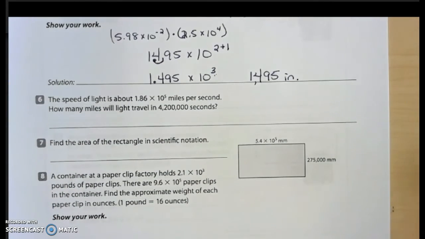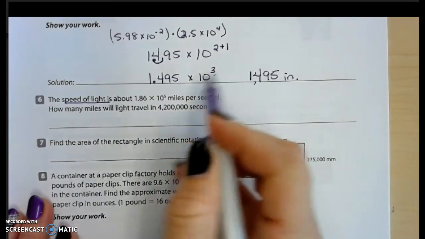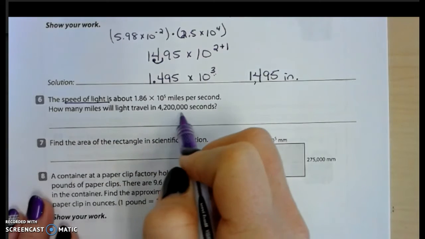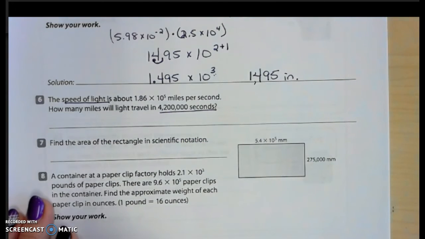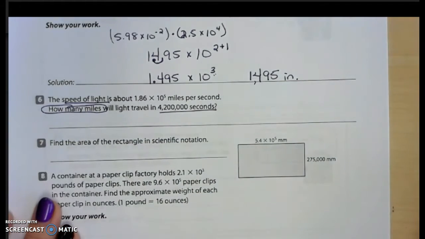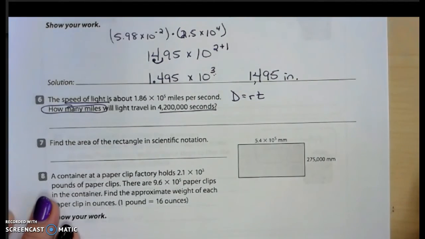Number 6. The speed of light is about 1.86 times 10 to the 5th miles per second. How many miles will light travel in 4,200,000 seconds? You are given a speed, which is a rate. You are given an amount of time in seconds, and they want to know a distance. This is your distance formula. Distance is equal to rate times time.